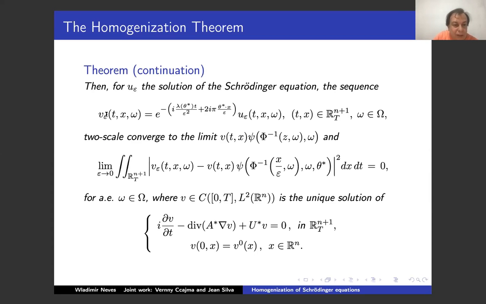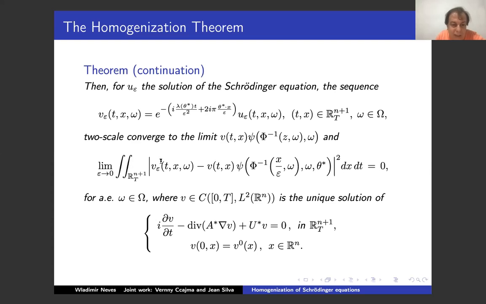And then you consider this function V epsilon from this U epsilon written in this form. Clearly, this V epsilon should satisfy, for t equals 0, the V0 from before. And what this theorem tells us is that if you write V epsilon from this U epsilon, which are solutions to the Schrödinger equation, this sequence V epsilon two-scale converges to a limit, some function V of t and x, which is a solution of this Schrödinger equation where A star is a constant matrix, times your eigenfunction, which you have considered before for the initial data. And more than that, this looks like a corrector.